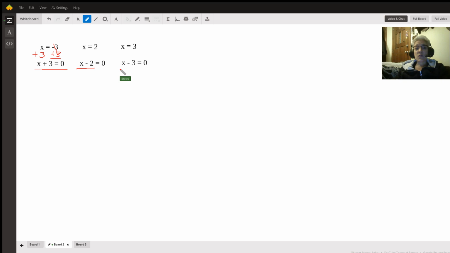Well, these are the three factors for our third-degree polynomial. So I'm going to go ahead and type those. So this is our function. F of x equals x plus 3, x minus 2, and x minus 3.